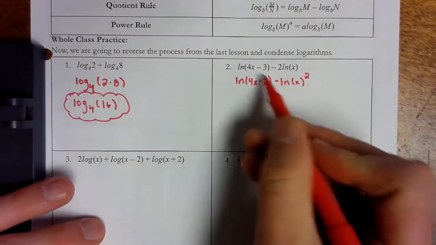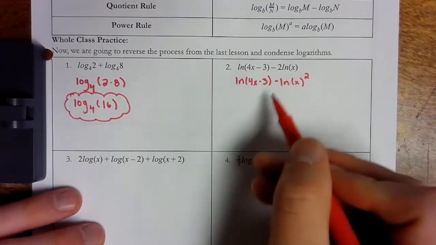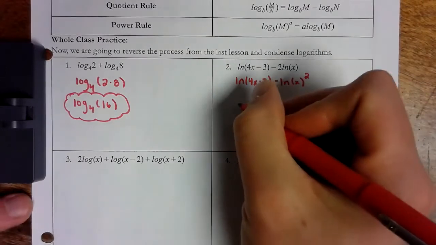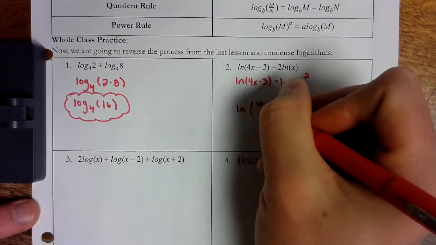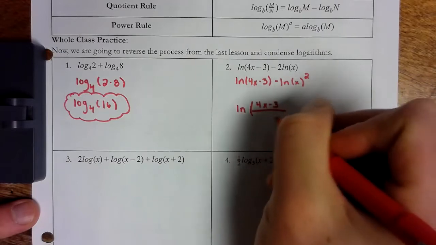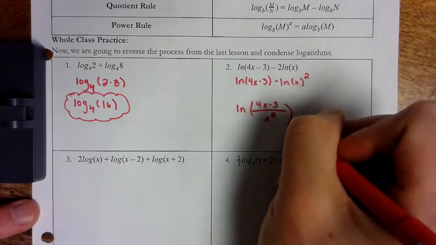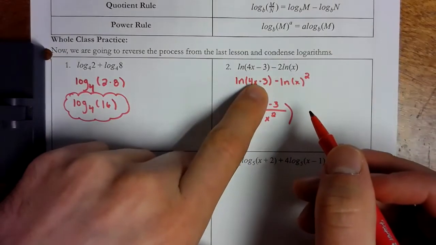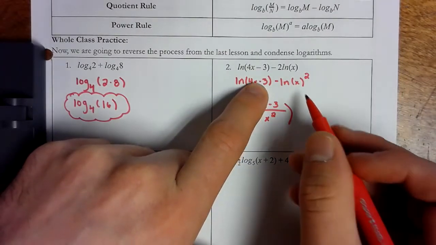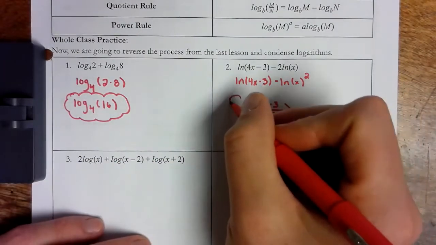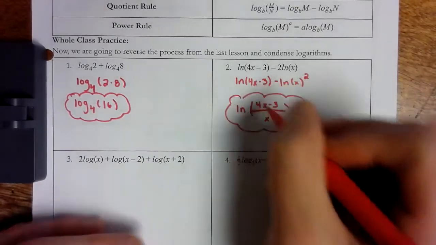So whatever we're subtracting from, so this natural log of 4x minus 3, needs to be the numerator of the top of my fraction. So it's natural log of 4x minus 3 over x squared. So just taking the top part, or the first part of what we're subtracting, divided by the second part. And there's my natural log.